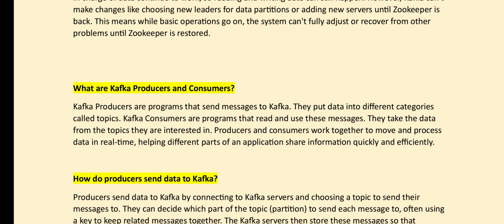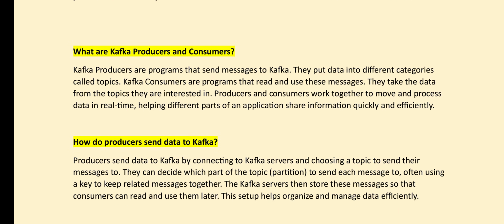What are Kafka producers and consumers? Kafka producers are programs that send messages to Kafka. They put data into different categories called topics. Kafka consumers are programs that read and use these messages. They take data from the topics they are interested in. Producers and consumers work together to move and process data in real time, helping different parts of an application share information quickly and efficiently.